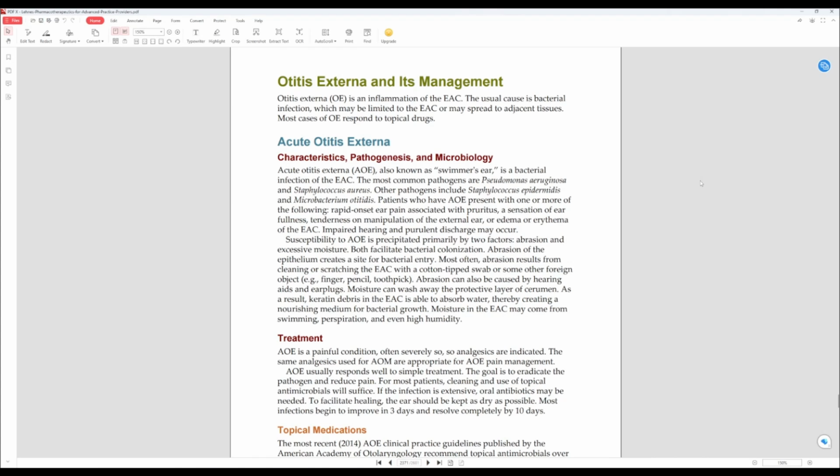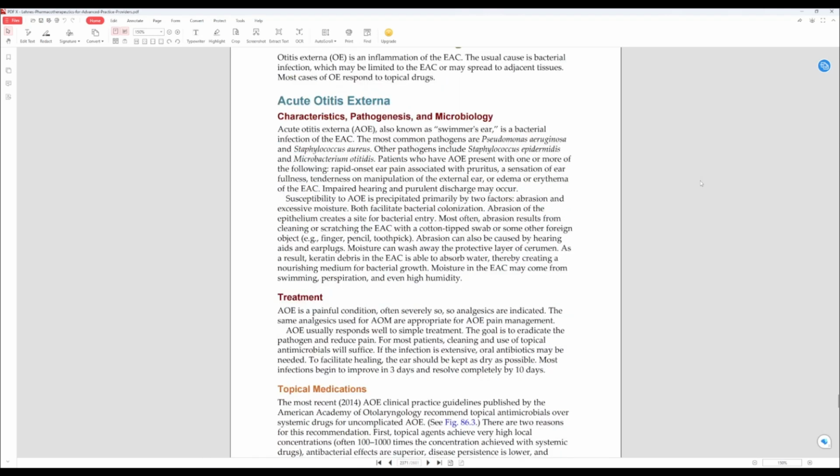Which brings us now to otitis externa and its management. Otitis externa is the inflammation of the EAC. The usual cause is bacterial infection, which may be limited to the EAC or may spread to adjacent tissues. Most cases of OE, or otitis externa, respond to topical drugs. So, acute otitis externa, its characteristics, pathogenesis, and microbiology.